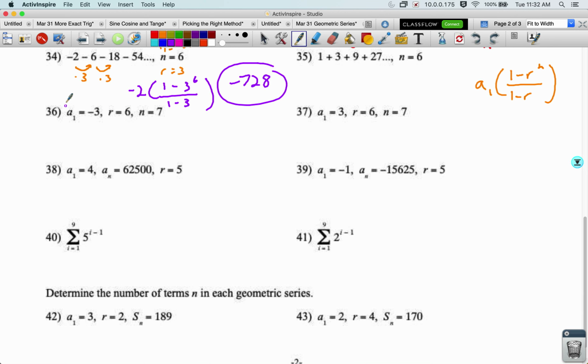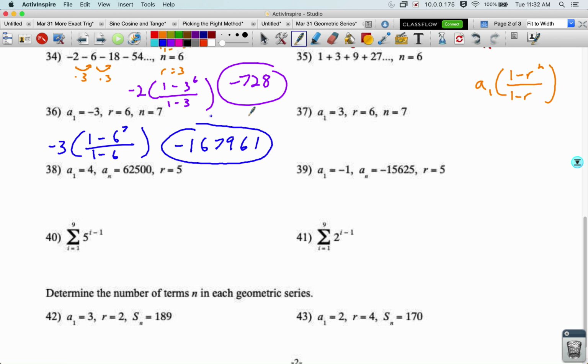All right, let's see. If they just give you a sub 1, r, and n, it's even easier. You just plug them all straight into the formula: -3 times 1 minus r to the n, 6 to the 7th, all over 1 minus r, 1 minus 6 to the 7th, divided by -5, multiply by -3, we get -167,961 for this one here.